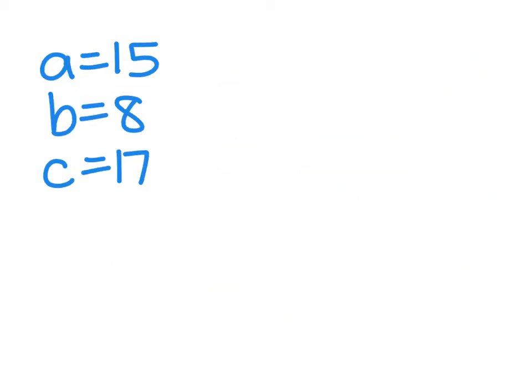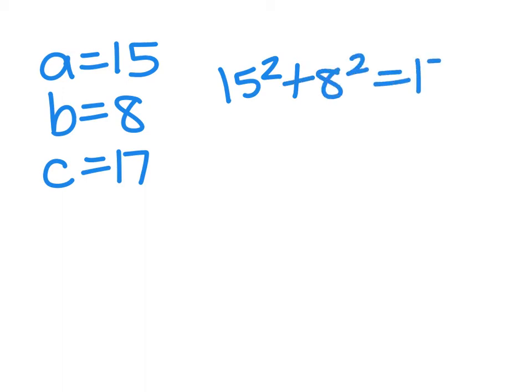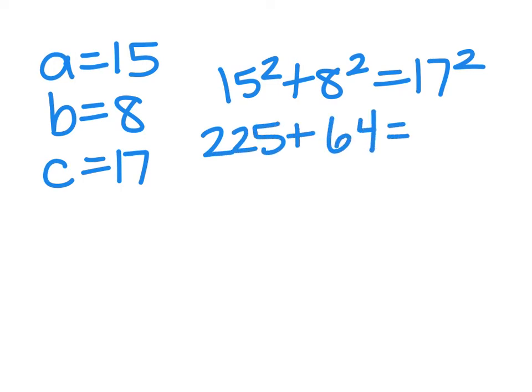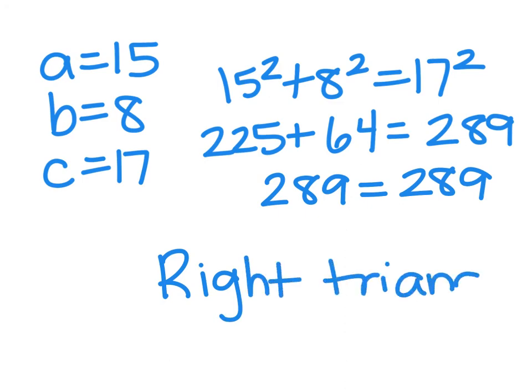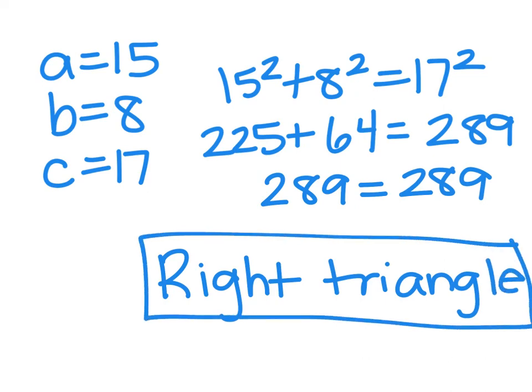Let's look at another example. In this example, a equals 15, b equals 8, and c equals 17. So 15 squared plus 8 squared equals 17 squared. 15 squared is 225, 8 squared is 64, and 17 squared is 289. 225 plus 64 equals 289, which is equal to 289. So in this case, our if-then statement works. If a squared plus b squared equals c squared, then we have a right triangle. So in this case, where a equals 15, b equals 8, and c equals 17, we do indeed have a right triangle. This brings us to the end of our section on the Pythagorean theorem.